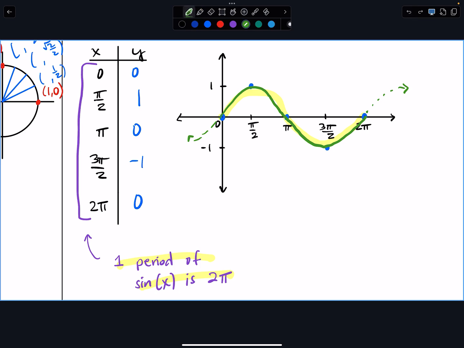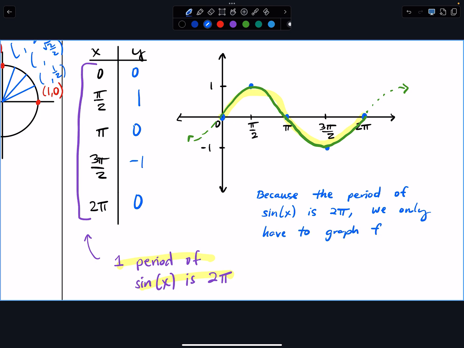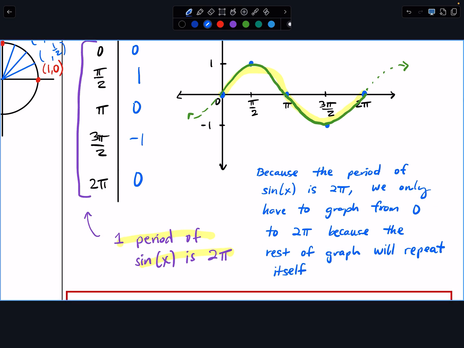So make a note to yourself, because the period of sine of x is 2 pi, we only have to graph from 0 to 2 pi because the rest of the graph will repeat itself.